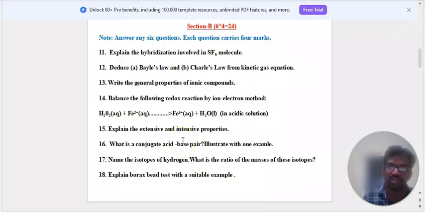Explain the extensive and intensive properties. And 16th one, write the conjugate acid and base pairs, illustrate with one example. 17th one, name the isotopes of hydrogen and what is the ratio of the masses of these isotopes. So this is a very important question. And 18th one is explain the borax bead test with a suitable example. So these are the B section questions.